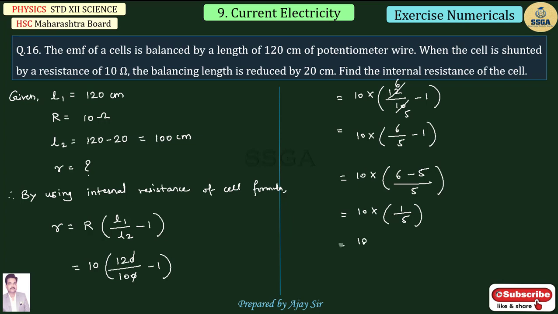So therefore 10 divided by 5. So therefore answer is 5 2s are 10, that is 2. So therefore r which is equal to 2 ohm. So this is the answer. So therefore internal resistance of cell is 2 ohm. So this is the answer of question number 16. Similarly, let us solve question number 17.